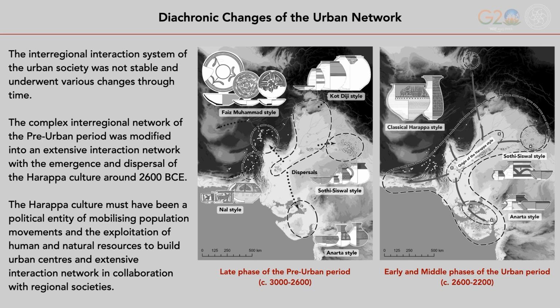It is also important to remember that the interregional interaction system of the urban society was not stable and underwent various changes through time. The complex interregional network of the pre-urban period was modified into an extensive interaction network with the emergence and dispersal of the Harappa culture around 2600 BCE. The Harappa culture must have been a political entity mobilizing population movements and the exploitation of human and natural resources to build urban centers and an extensive interaction network in collaboration with regional societies.